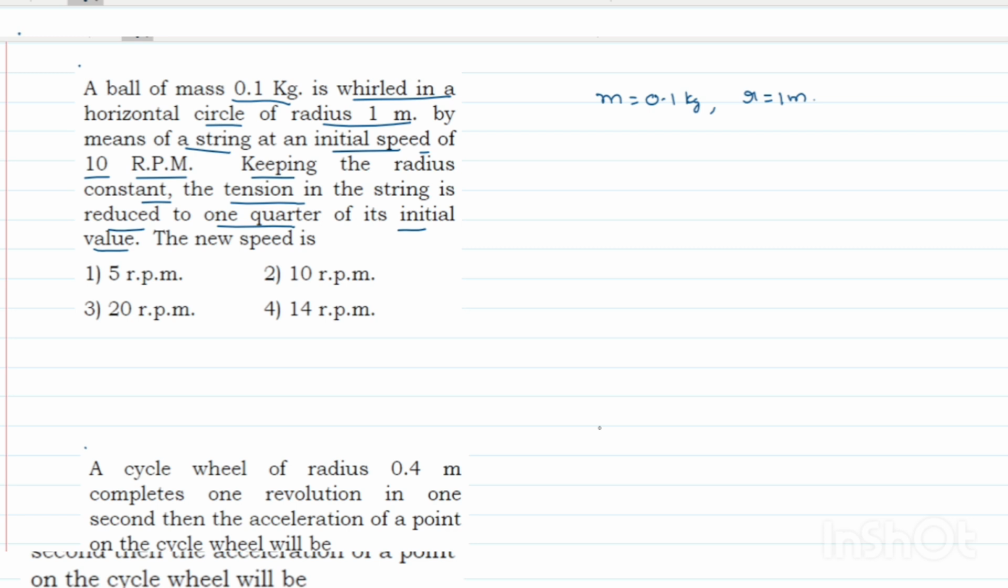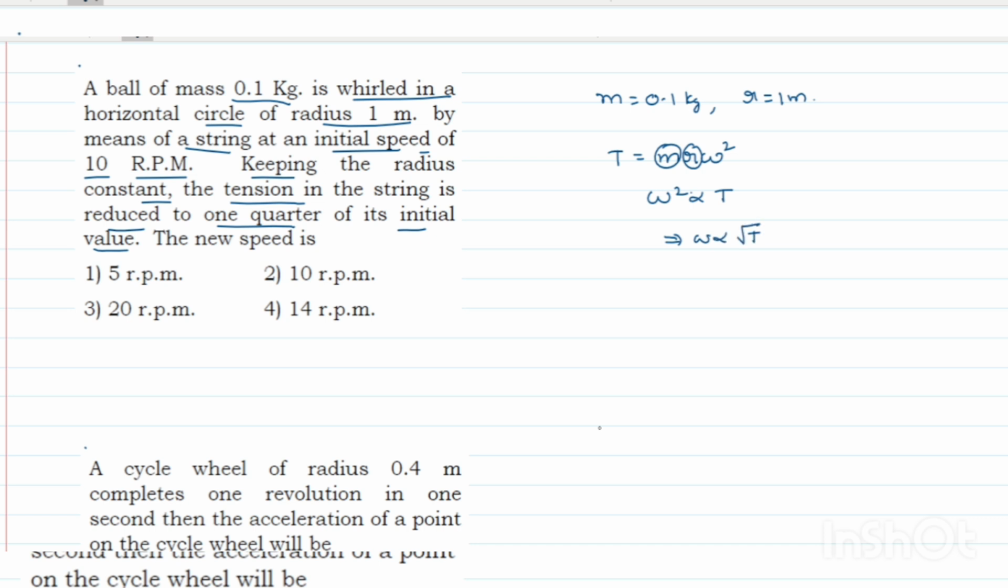So here the tensional force provides the centripetal force when the body is moving in a horizontal circle. Another formula for the centripetal force in terms of angular velocity you can write as m r omega square. So here omega square is directly proportional to T, keeping the radius constant, and of course mass is also constant. That means omega is directly proportional to root T.